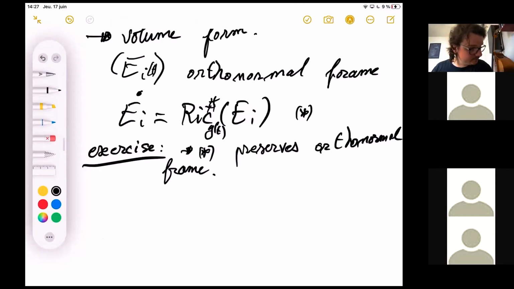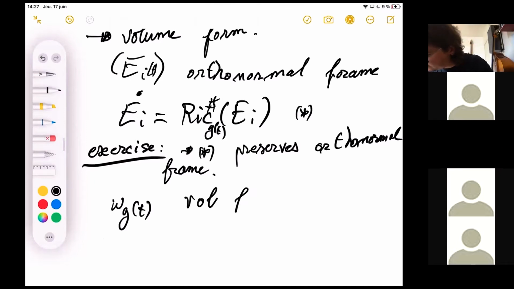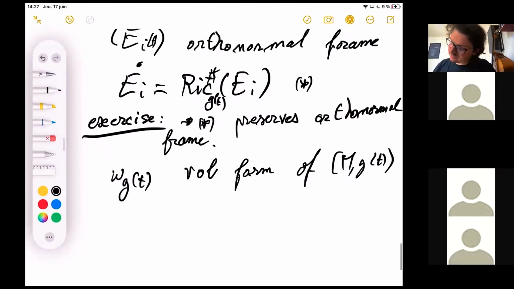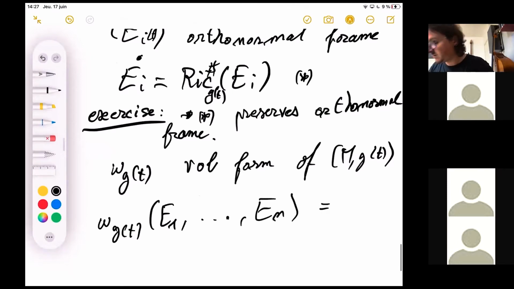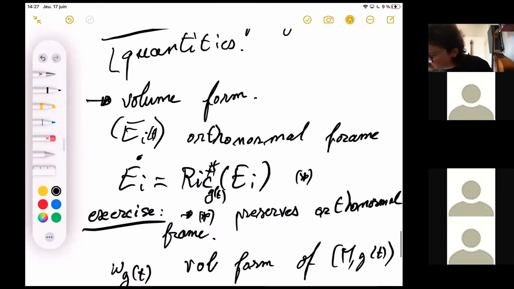Okay, so now what do we do? Let omega_{g(t)} be the volume form of M with metric g(t). Then what do we have? We know that omega_{g(t)} of e_1 up to e_n, so the volume form evaluated on an orthonormal basis, is equal to 1. So yeah, let's assume that it's oriented.